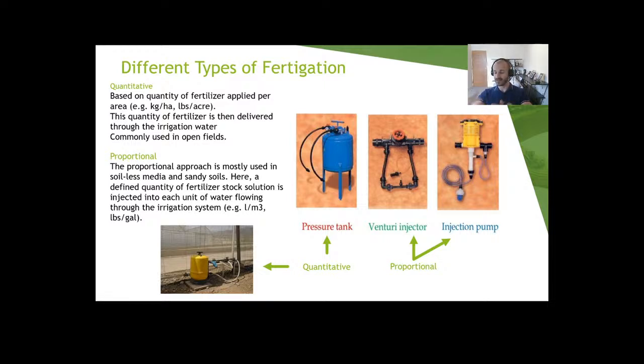In this tank, an operator, a worker, puts the fertilizer and closes the tank, and in one irrigation event, the water passes through the pressure tank in the bypass, dissolves the fertilizer, and it is then delivered to the plants. This method is widely used because it's very cheap. The only thing you need is a bypass, so just some adapters and some pipeline, and a pressure tank, which is not that expensive.